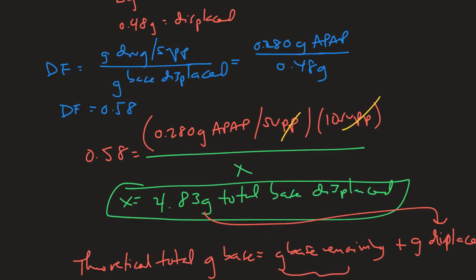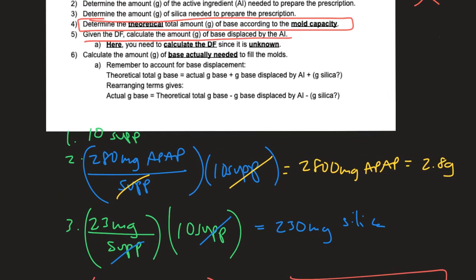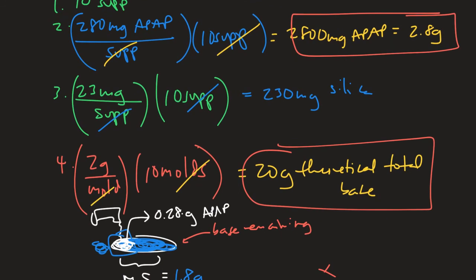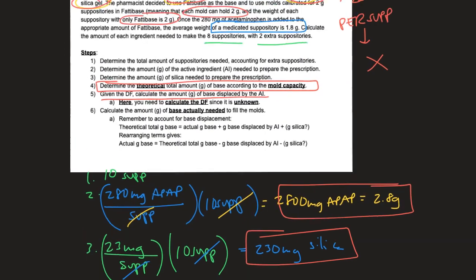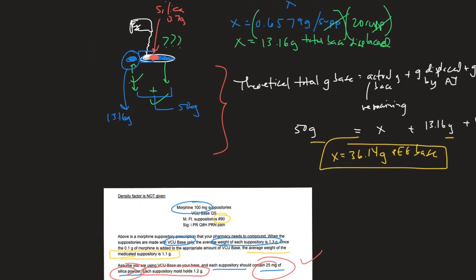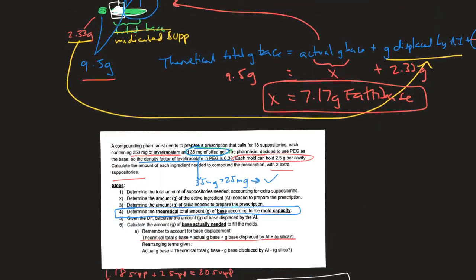That means we also needed 2.8 grams of acetaminophen and 230 milligrams of silica. So hopefully that cleared up all calculations about suppositories. If you have any questions, feel free to let me or the course coordinators know.